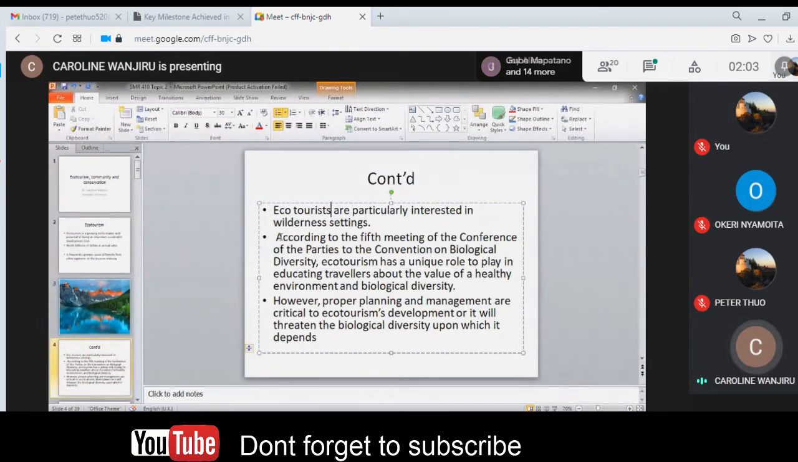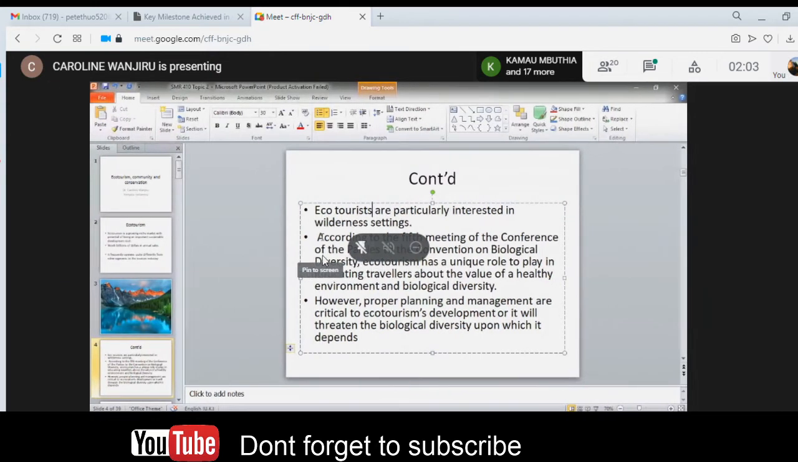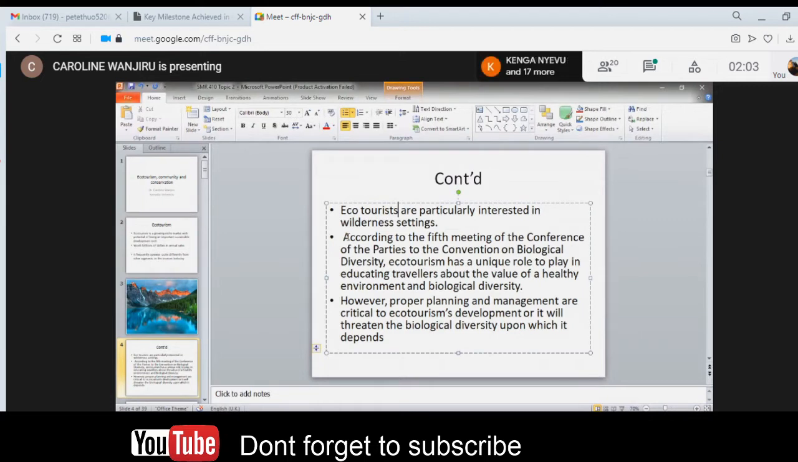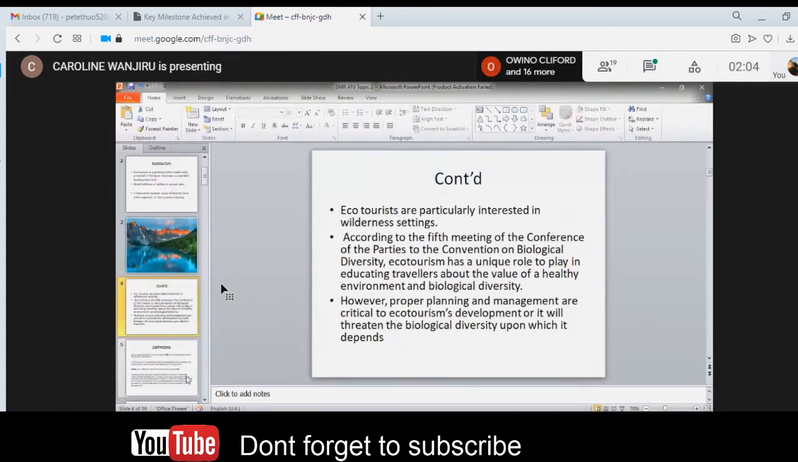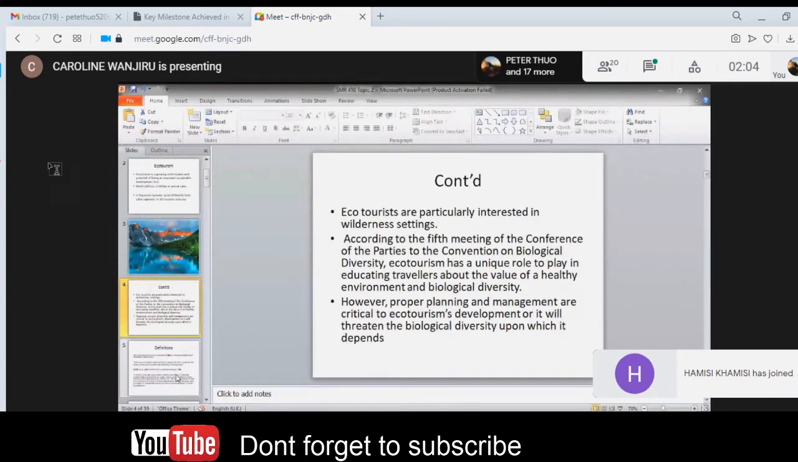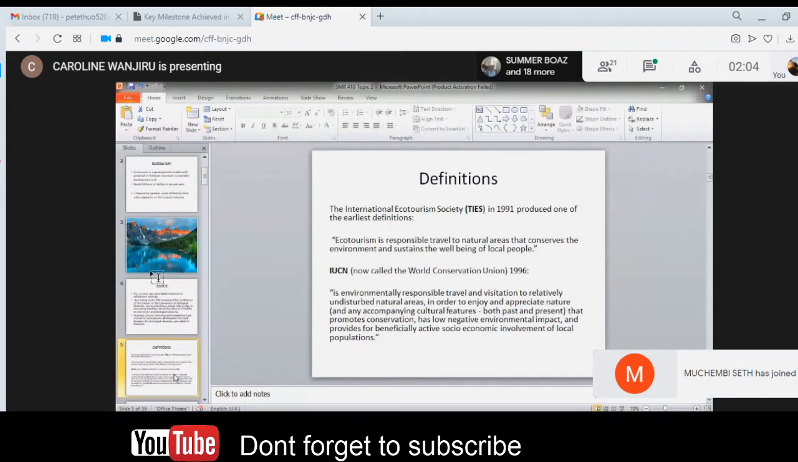However, having painted it so well and so gloriously, we should always take precaution. Because if you're not careful, remember, in most cases, these people are going to those pristine places that are still very well protected. If there's no proper planning and management, it is possible for ecotourism development to threaten the very biological diversity that it hopes to protect. So when you have an ecotourism project or venture, be very careful that you don't overdo it. Everything should be so well planned, so well balanced, so that you still achieve your aims. You should not be driven by money. Oh, we have more people. Let's create room for them and everything. No, no, no, no. You should keep to the standard.